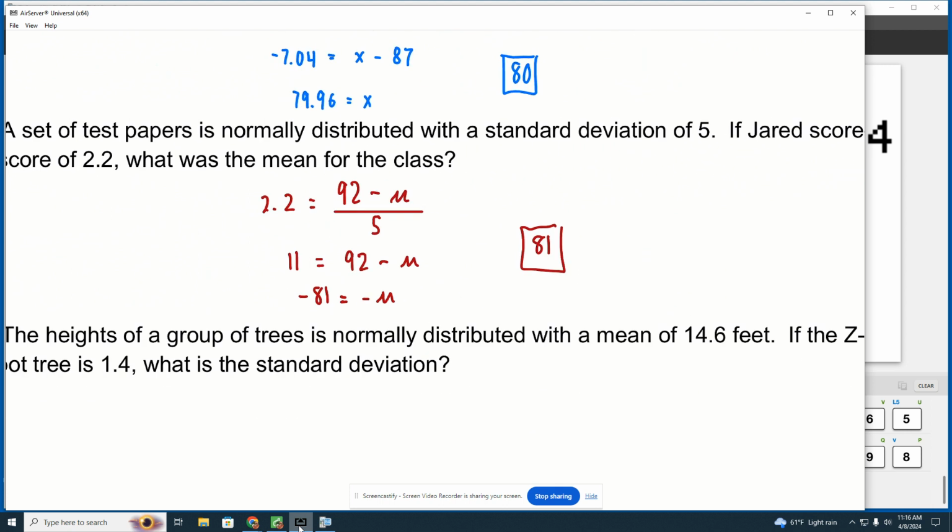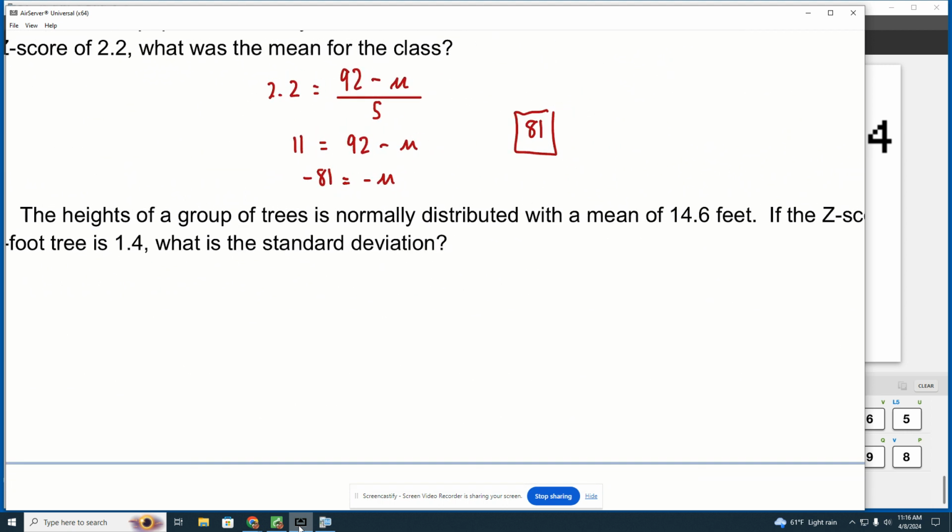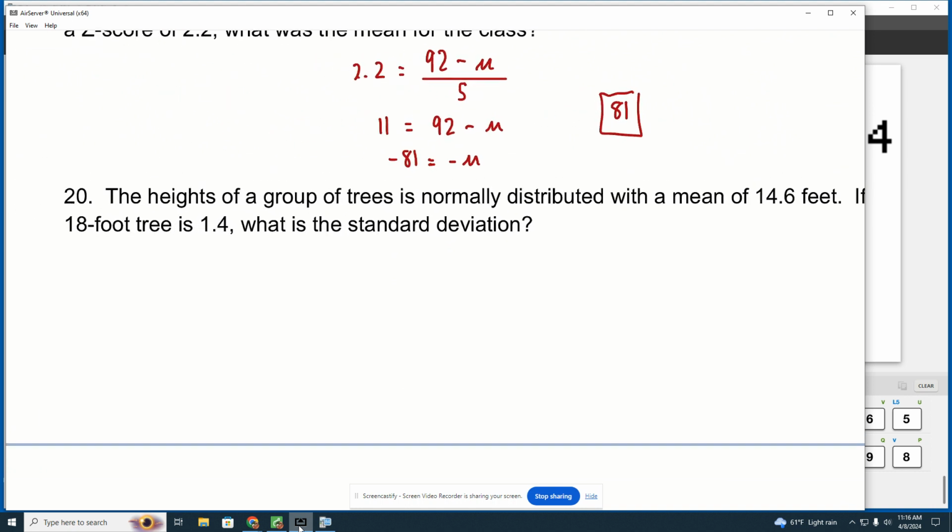Last problem. Look at what I got. The heights of a group of trees is normally distributed with a mean of 14.6. If the Z-score for an 18-foot tree, wait, what's an 18-foot tree about? That's X. If the Z-score is 1.4, find the standard deviation. So here we go. Z is 1.4, and that equals X, that's your 18-foot tree, minus the mean, 14.6, divided by, which I'm just going to use that little sigma.